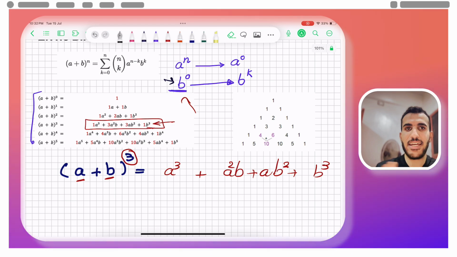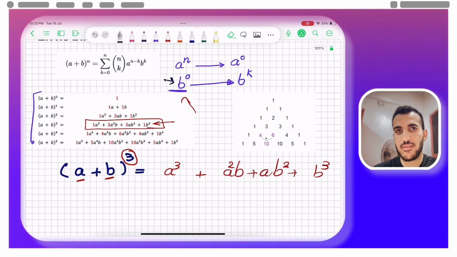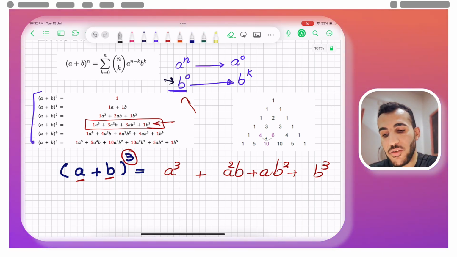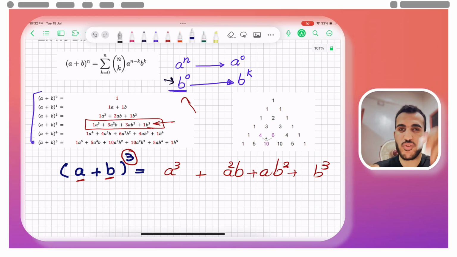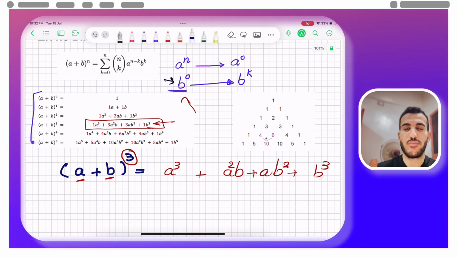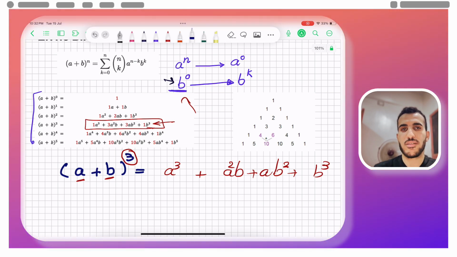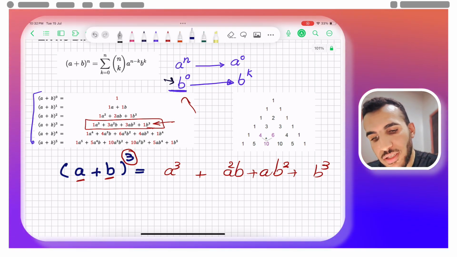By the way, you can generate the Pascal triangle, so you don't need this picture. You can generate it from your mind. Start with 1, and the first and the last term, the coefficient will be 1, and the middle will be equal to the sum of the above two numbers. So let's look at when n equals 3.